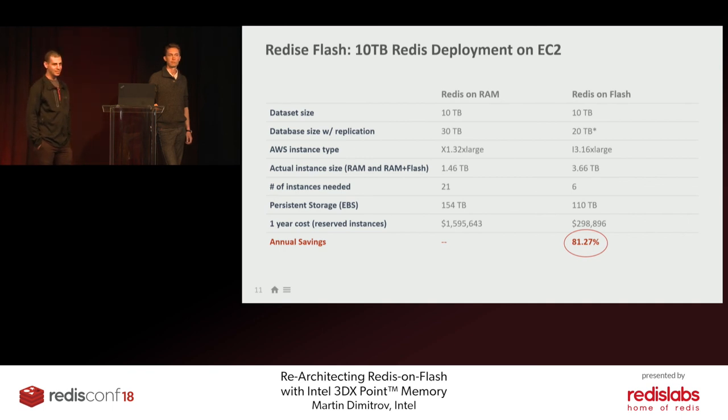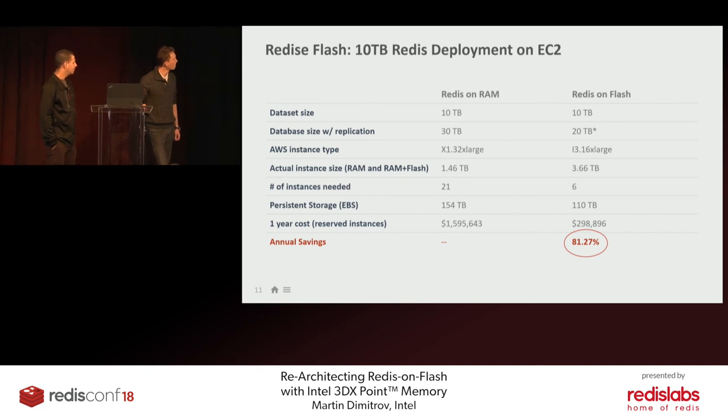All right, any last question? 10 seconds. In the scenario up on the slide, why is there less EBS storage needed for Redis-on-flash? This is not my slide, so I can't... Is it irrelevant?